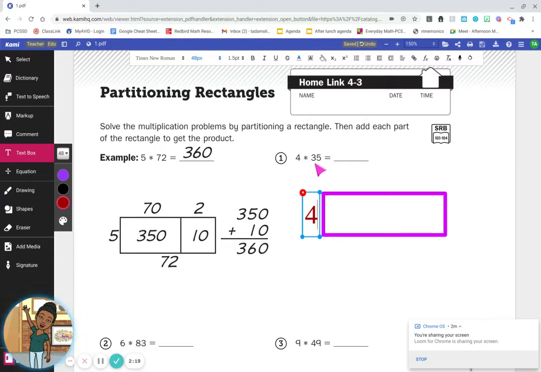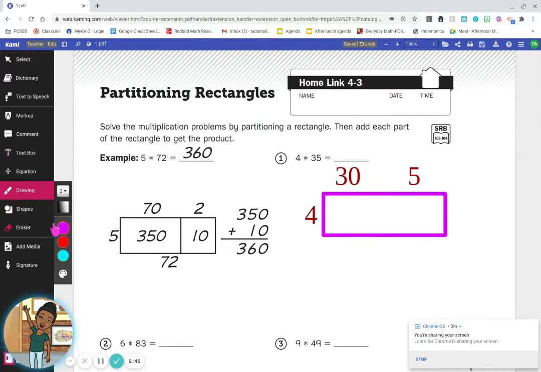Now, what do we do with this 35? Where do we put that? Yes, using expanded form, we're going to put that at the top of our rectangle. And what is the expanded form for 35? 30, because the value of 3 is 30, 3 groups of 10, and 5 ones. So 5 stands by itself over here. And I am going to draw a line like a partitioner. This separates our 10s and our 1s. Now it's time to multiply.